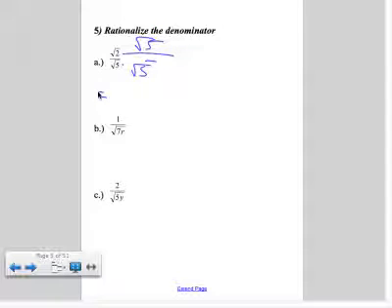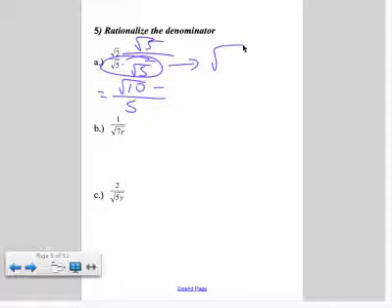And so now what happens is on top you have the square root of 2 times the square root of 5. That's the square root of 10. All right, and the square root of 5 times the square root of 5, the square roots just cancel, and all you're left with is 5. Another way of thinking about that is if you were to multiply these two things together, you would get the square root of 25, and that number is just 5.